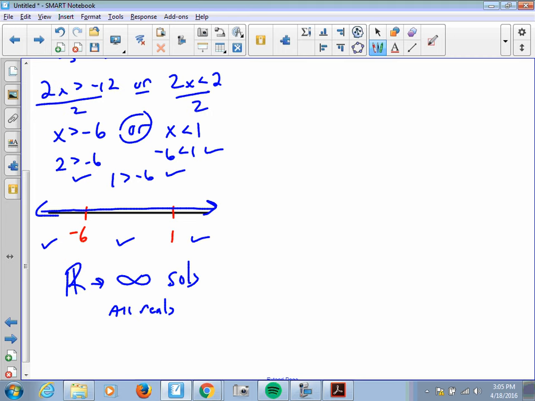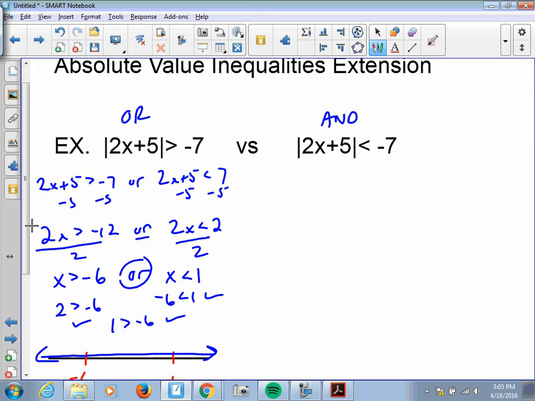Okay? And the reason this works, let's think about this for a second. Coming up here, I want the absolute value of something to be greater than a negative something. Well, if we think about it, absolute value always makes things positive. Therefore, if your absolute value says greater than a negative, a positive will always be greater than a negative. So if the absolute value of something is greater than a negative value, it will be all real numbers all the time.